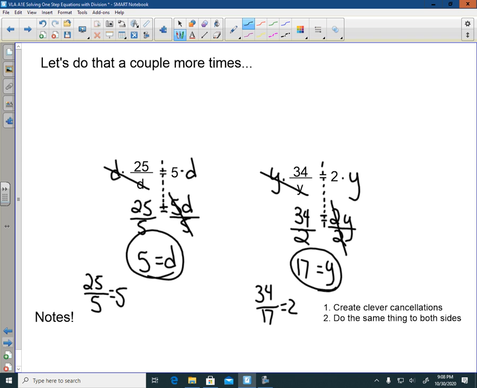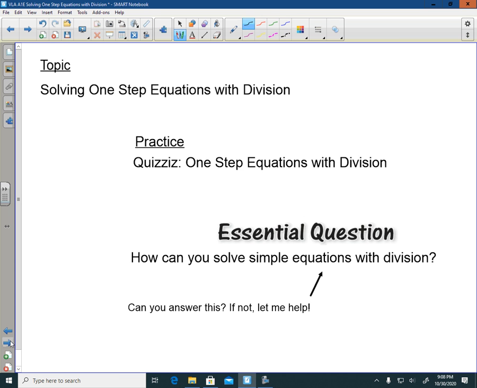The point I'm trying to make is that no matter what, you're going to look at a problem, you're going to create a clever cancellation, and you're going to do the same thing to both sides. It really doesn't matter the situation. The word clever keeps popping up because you're going to pick something different depending on the problem to cancel with. But if you understand inverse operations and the fact that you have to do the same thing to both sides, you're going to be just fine. I believe in y'all. I think you can do this.